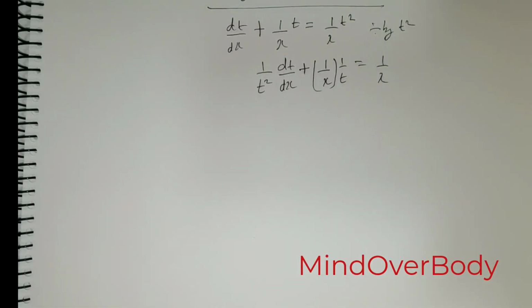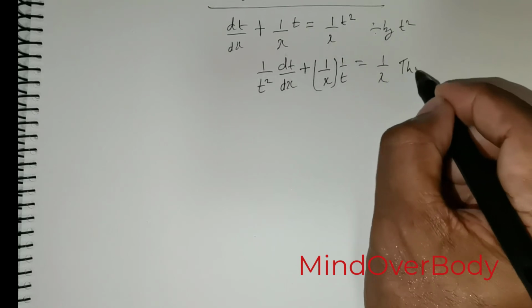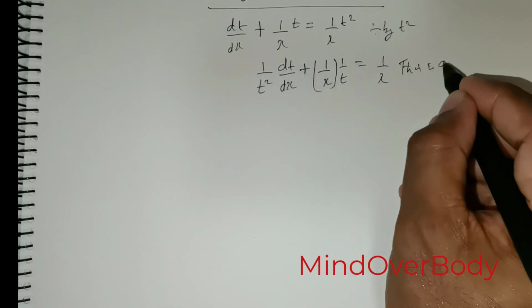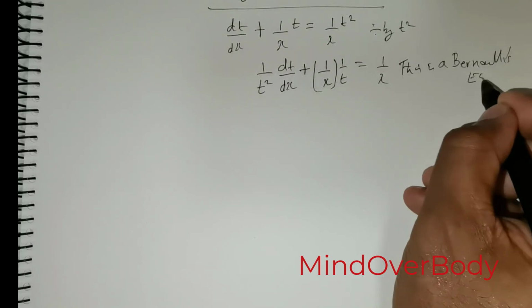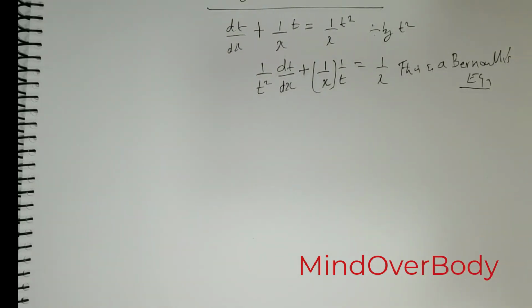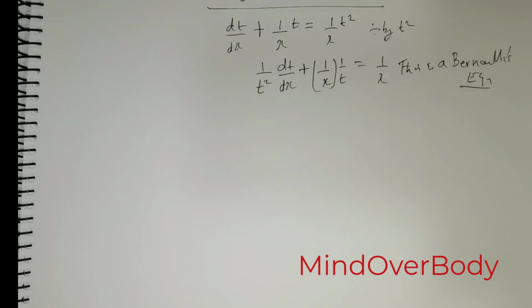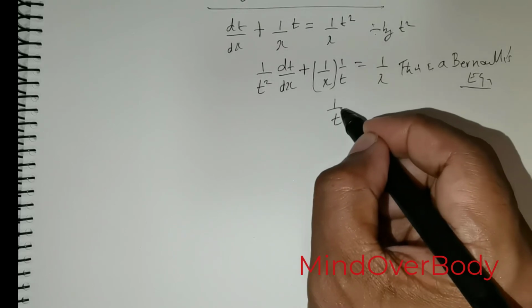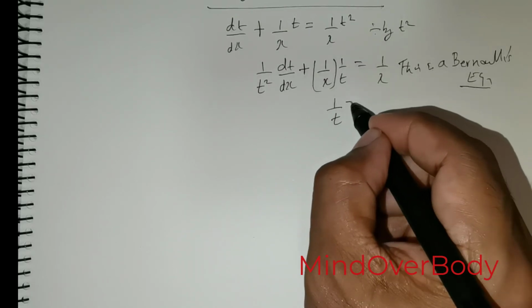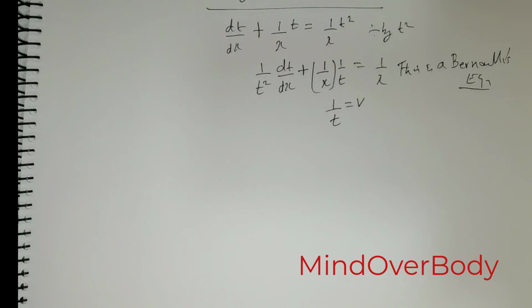So this is what we have achieved. Now what I'm going to do is make another substitution. Why am I going to make another substitution? Because this is a Bernoulli equation. So this being the Bernoulli equation, it gives me the privilege of making this substitution, which is 1 over t is equal to some v.